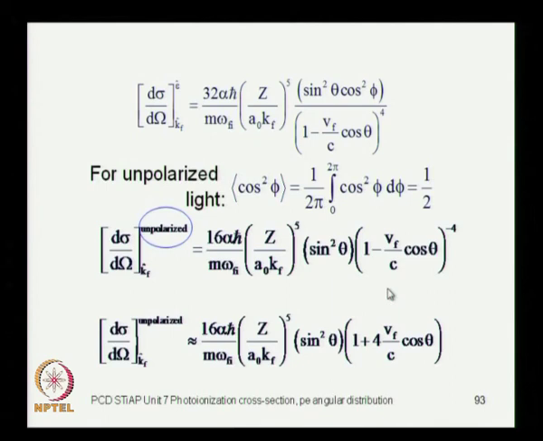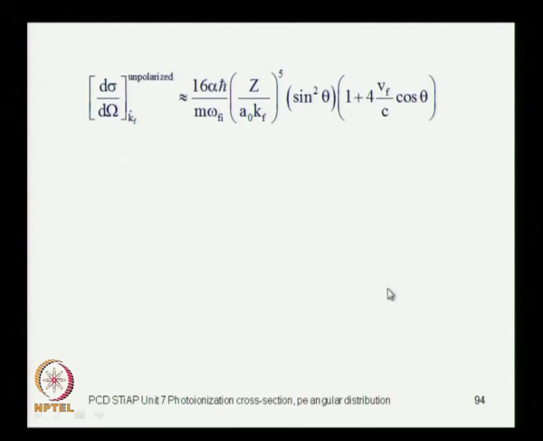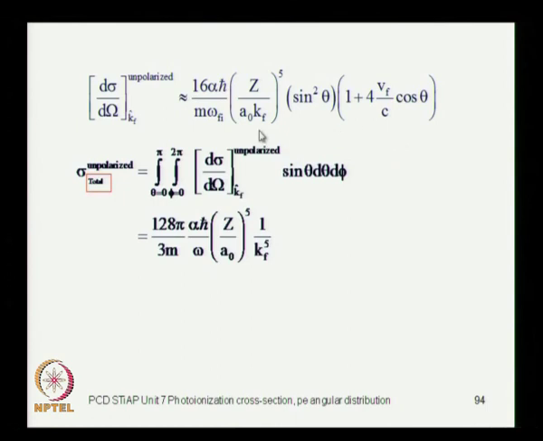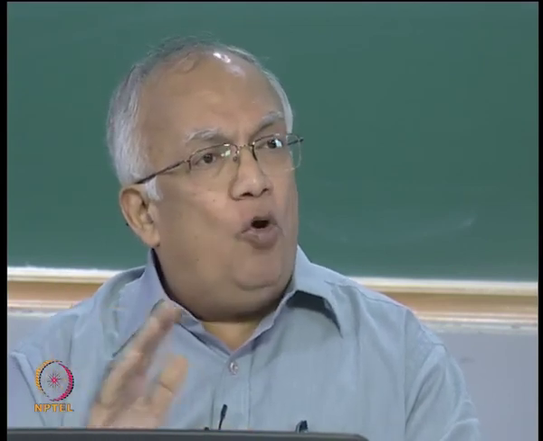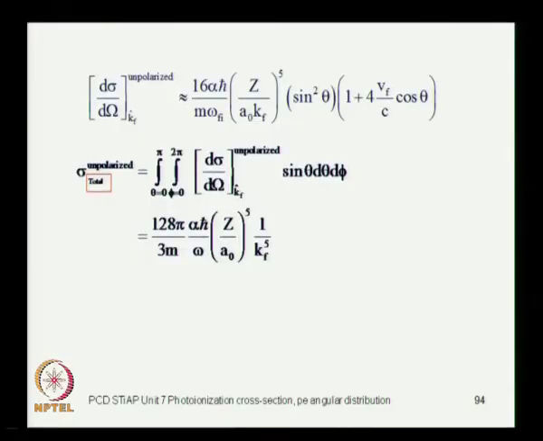Alright, so now we almost have the final result that the differential cross section is given by this 1 plus 4 v over c cos theta, and now you can do an integration over angle because this is the differential cross section at a given polar angle theta. What if you get the total cross section, that is to allow for photo ejection in all directions, and that will require you to integrate over theta going from 0 to pi and the entire solid angle.